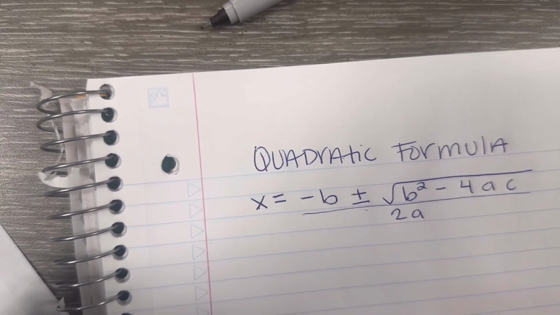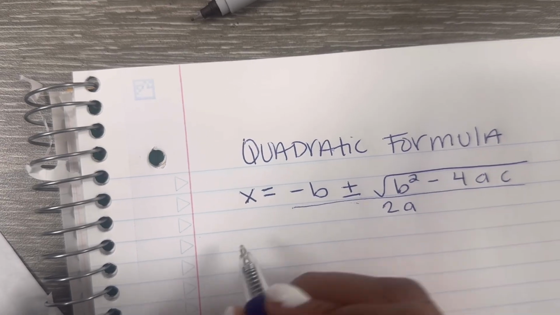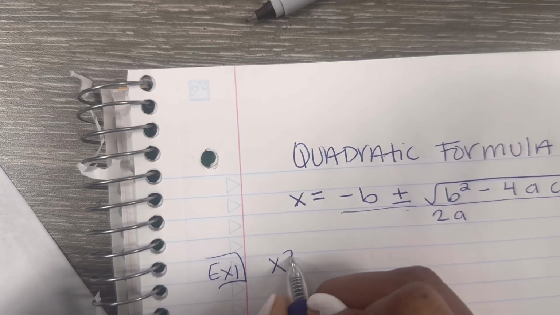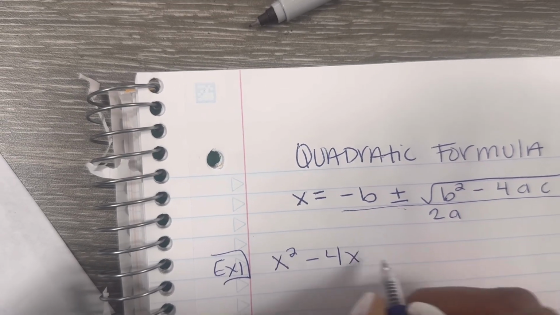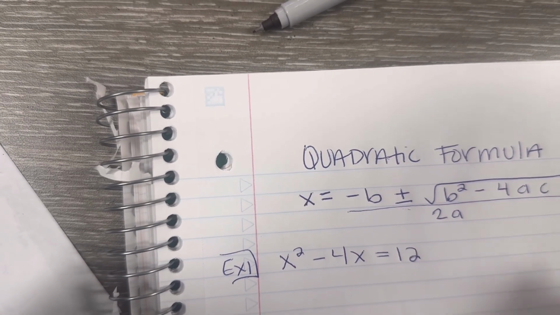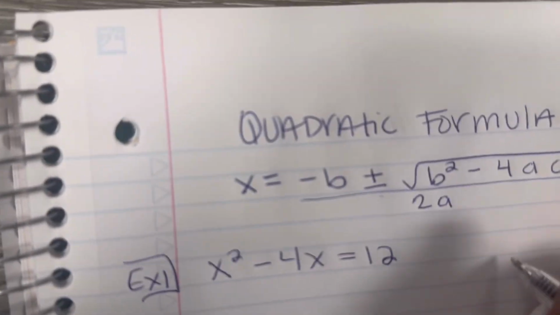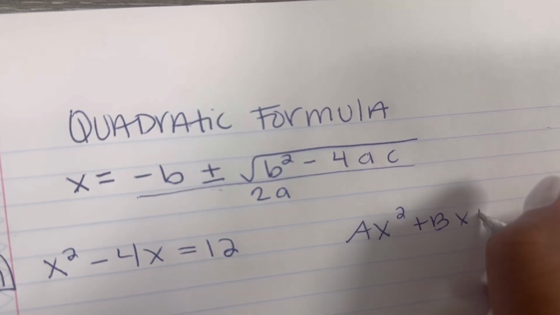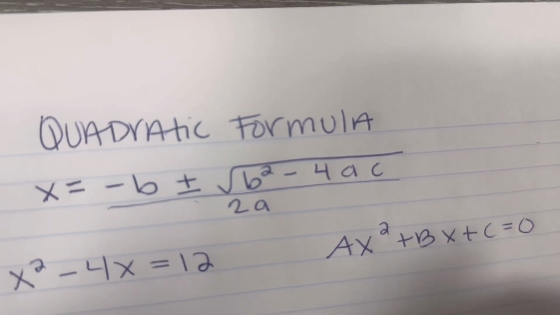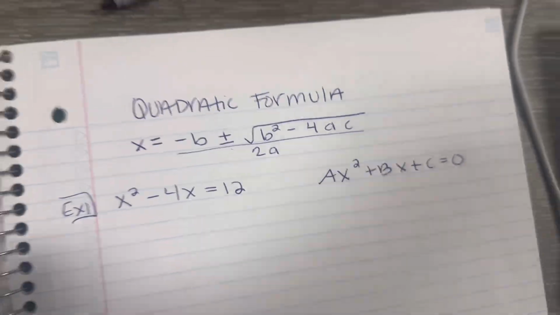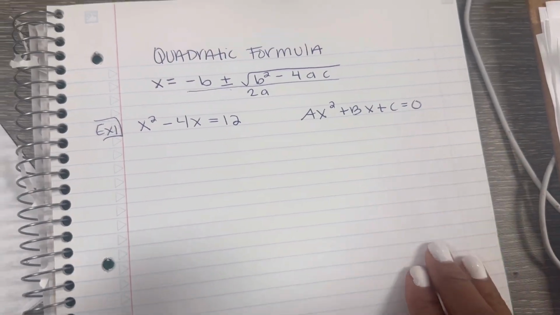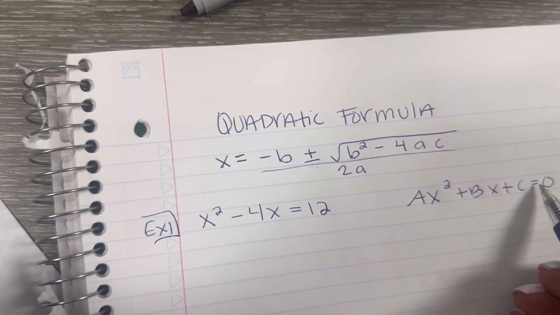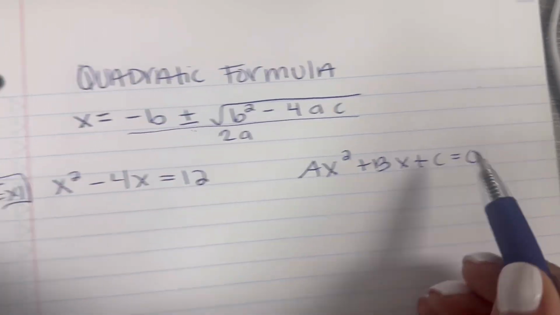All right, so let's look at an example. Example 1, say you have x squared minus 4x equals 12. Well, keep in mind your equations have to be in ax squared plus bx plus c equals 0 format. It has to be in standard form. And make sure you do get the notes, the steps here on the side. We will get those down. But yeah, make sure your equation equals 0. Nothing should be on the right side.